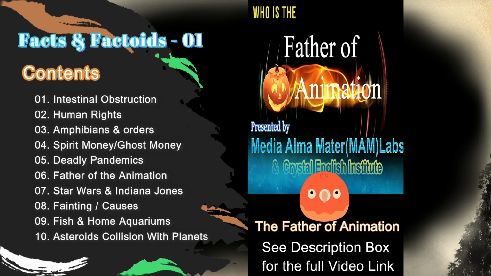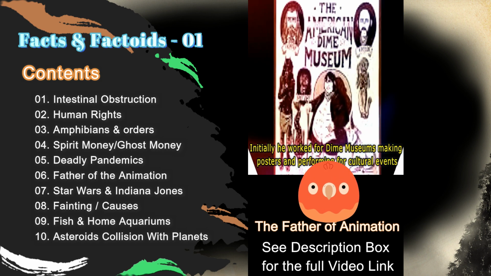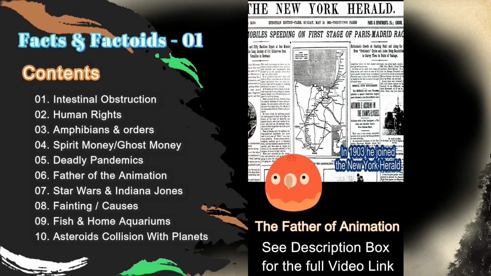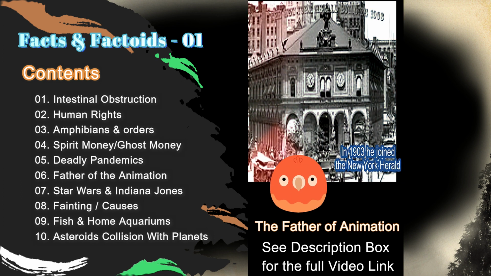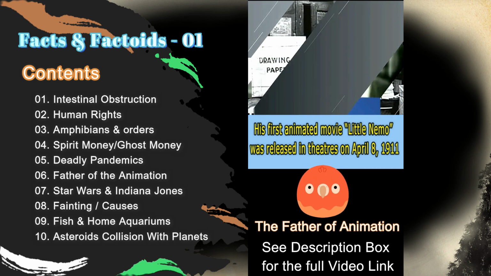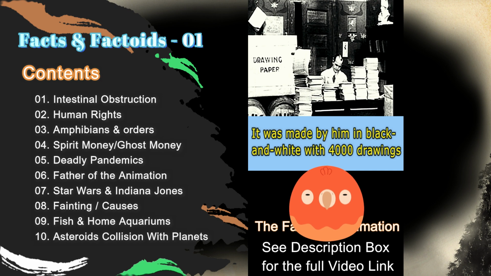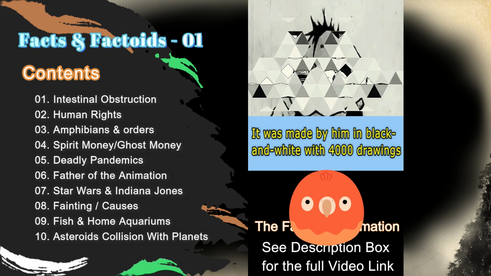Who is the father of animation? The answer could be Zenas Windsor McKay. Initially, he worked for dime museums. In 1903, he joined the New York Herald. His first animated movie Little Nemo was released in theaters on April 8, 1911. It was made by him in black and white, with 4,000 drawings.